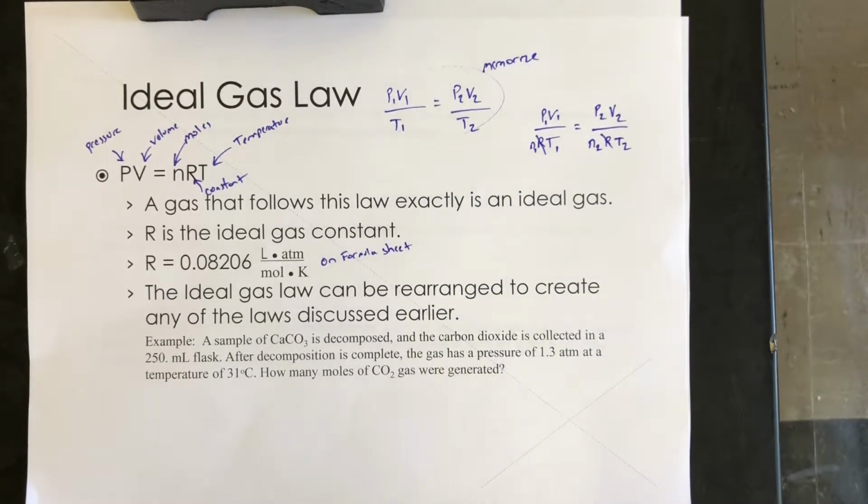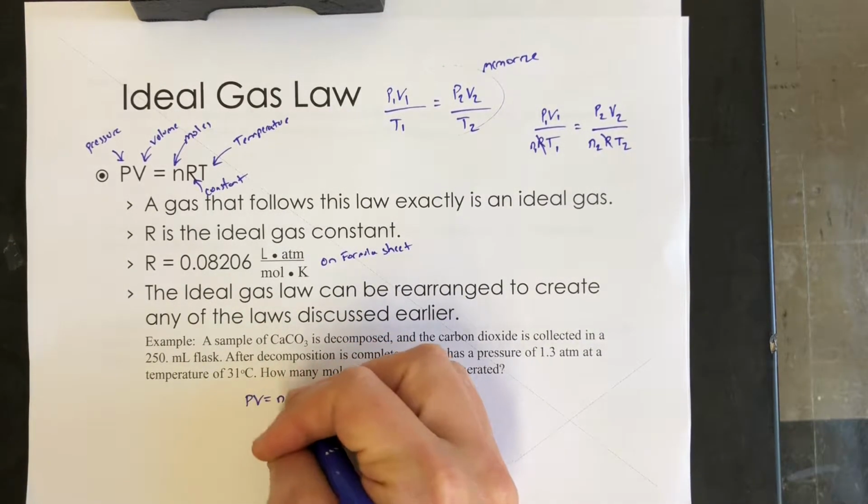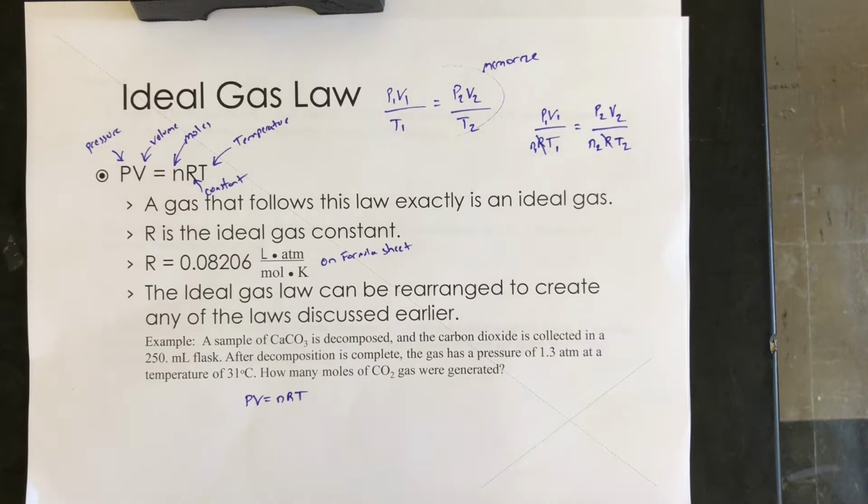So how do we use the ideal gas law? Our formula is PV is equal to nRT. So we need to figure out what information we know. It tells us a sample of CaCO3 is decomposed and the carbon dioxide is collected in a 250 milliliter flask. After decomposition is complete, the gas has a pressure of 1.3 atmospheres and a temperature of 31 degrees Celsius. How many moles of gas were generated?